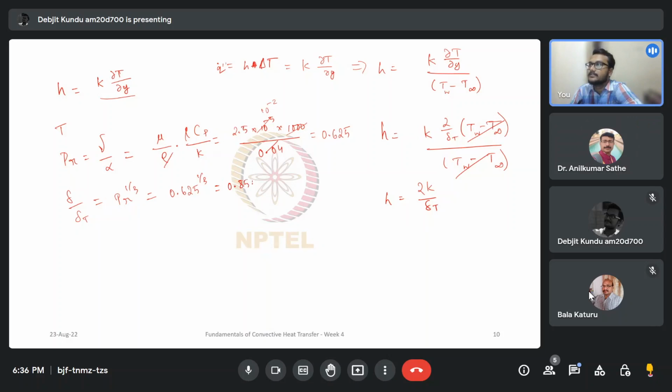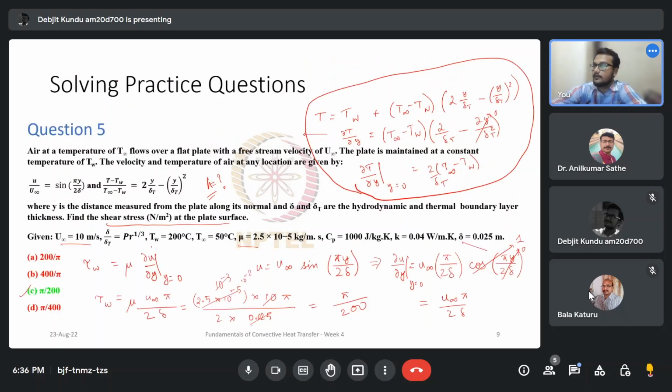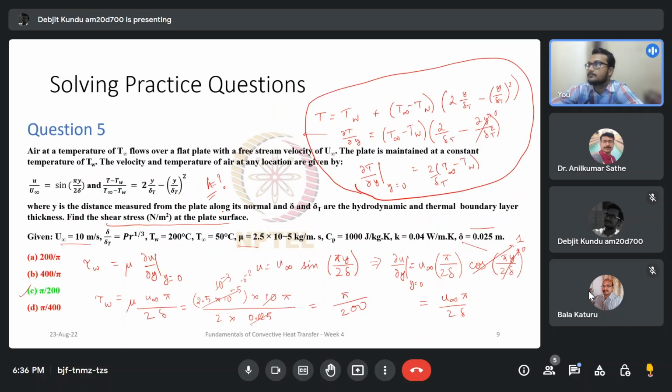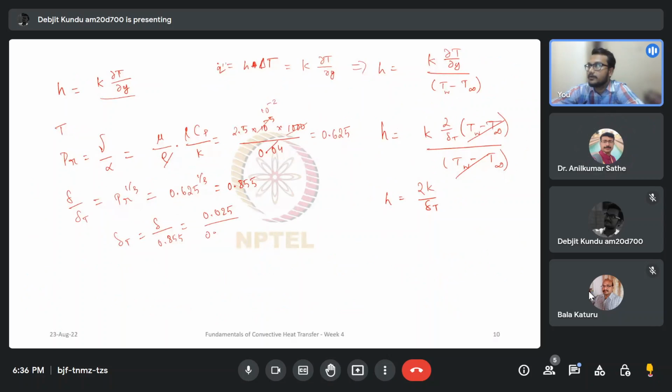0.8549. I'm taking it as 0.855. From here, the value of delta is known. Delta T has to be calculated. So delta T becomes delta by 0.855. Delta is nothing but 0.025. 0.025 divided by 0.855. So it would be just a bit less than 25 millimeters.